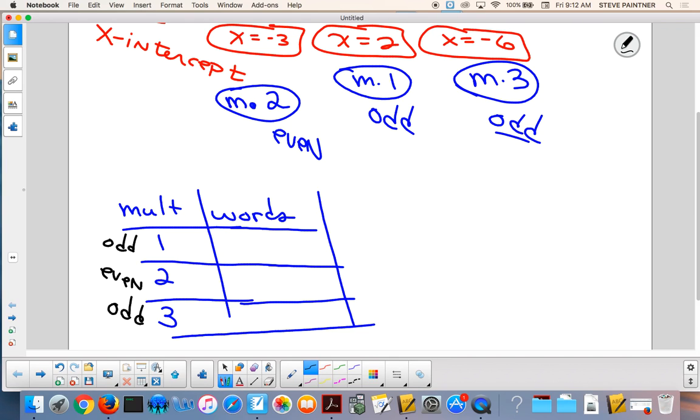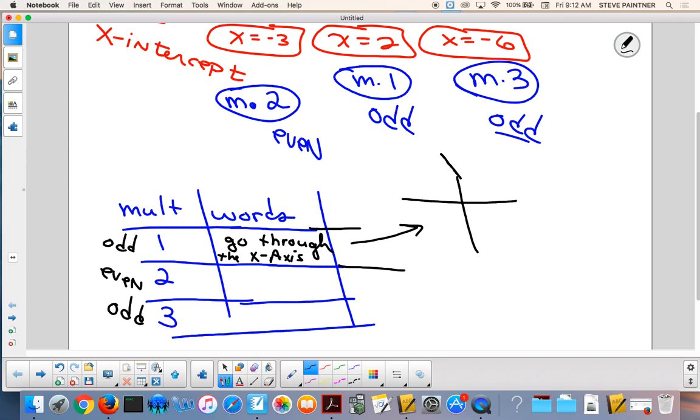You're going to hit the x-axis, and you're going to go through. Go through what? The x-axis. Okay, good. Now, let me just draw you a quick picture over here. You would go through like this. The graph would come down, down, down, hit the x-axis, go through. Just keep going. It looks like that.